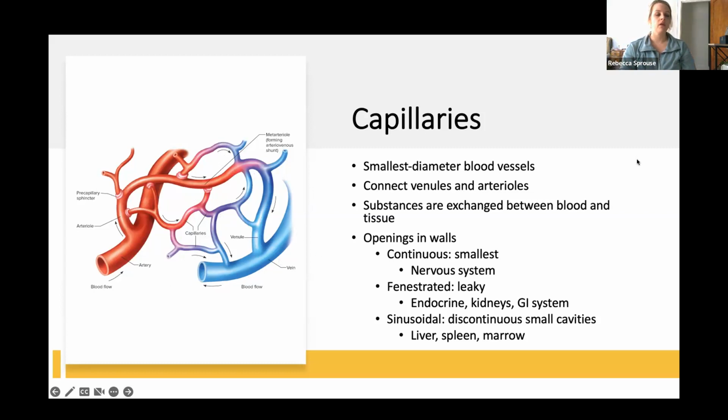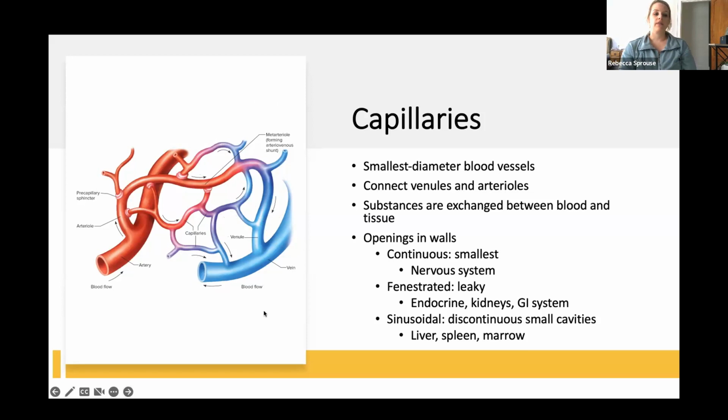Capillaries are the smallest diameter blood vessels. Because they're the smallest diameter, they can't accommodate large volumes and large pressures. And so these sphincters are necessary to help control what's being put into the capillary bed so that they're not damaged. They connect venules with arterioles, right? And then substances are exchanged between the bloodstream and the tissues. So most commonly, we think about oxygen being dropped off in the tissue, carbon dioxide being picked up.